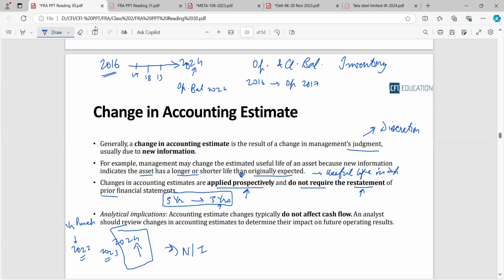So this is how all those things work, and now the analysis implications: an accounting estimate change typically does not affect cash flows, because depreciation, or useful life, or any other management discretionary item. Forget about depreciation. Any other item, let's say, our company is in the business of hydropower.